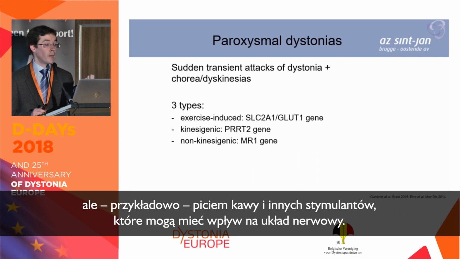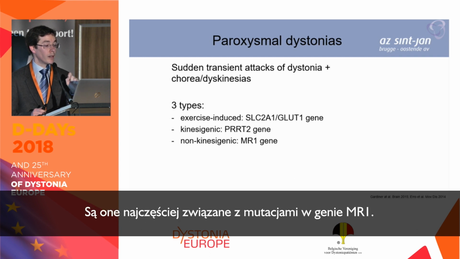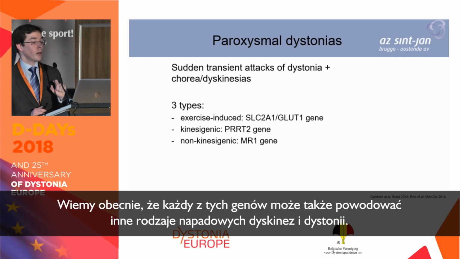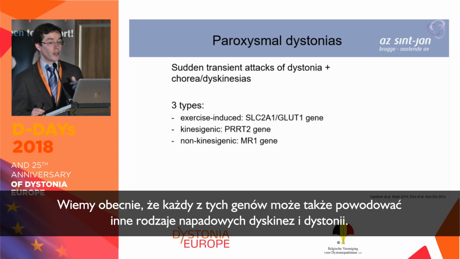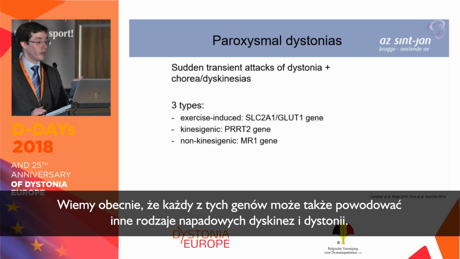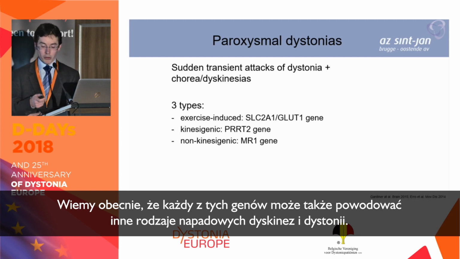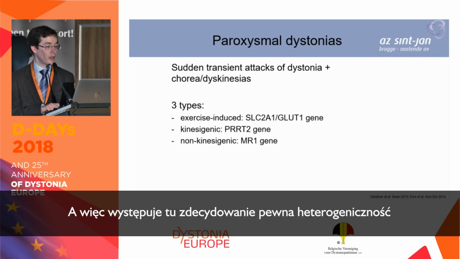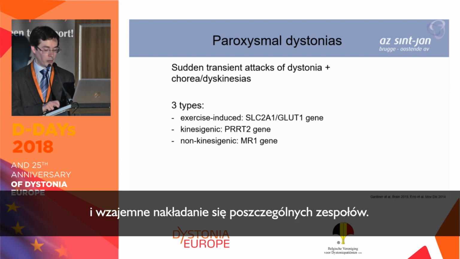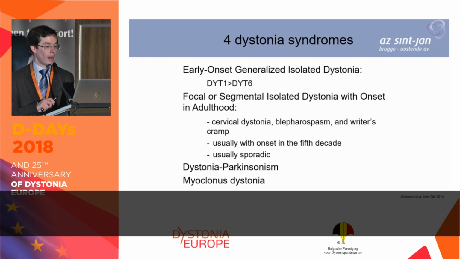for example by drinking coffee and other stimulants that can have an effect on the nervous system. And these are typically caused by mutations in the MR1 gene. We now know that each of these genes can also cause each of the other types of paroxysmal dyskinesias and dystonias. So there's definitely some genetic heterogeneity and overlap between these different syndromes.